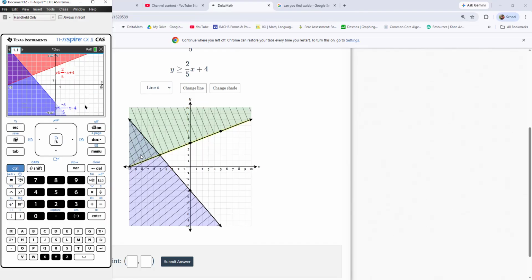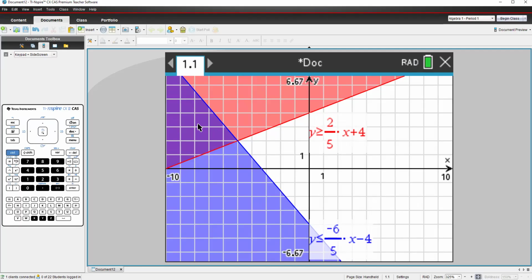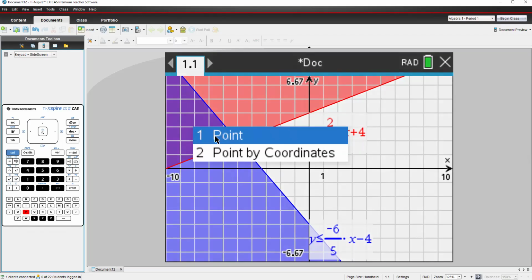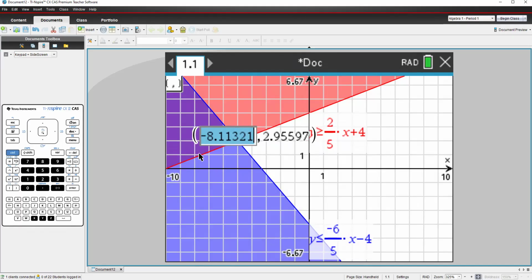Now, this is what I like about the calculator. And this is one of the things I want you guys to now start using. When you want to find a point or test a point in the solution set, all you have to do is press the letter P, which stands for point. You're going to see 1 is point and 2 is points by coordinates. That's what you want. And now it's going to give you 2 boxes. Put the point that you want in there. Put the X and Y value.